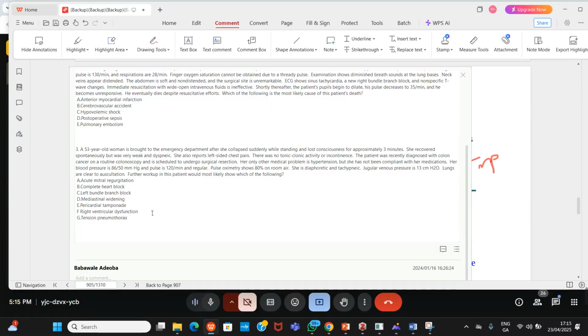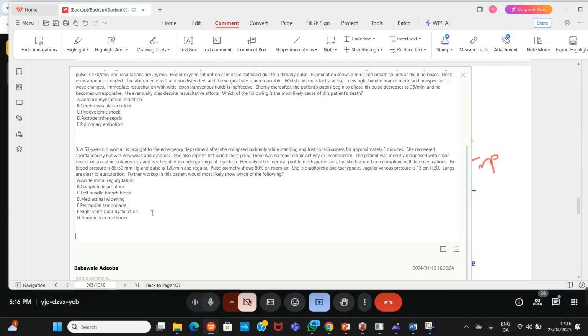So, a 53-year-old woman is brought to the emergency department after she collapsed suddenly while standing and lost consciousness for about 3 minutes. She recovered spontaneously, but she is very weak and dyspneic. She also reports left-sided chest pain. There was no tonic-clonic activity or incontinence. The patient was recently diagnosed with colon cancer on a routine colonoscopy and is scheduled to undergo surgical resection. Her only other medical problem is hypertension, but she has not been compliant with her medication.